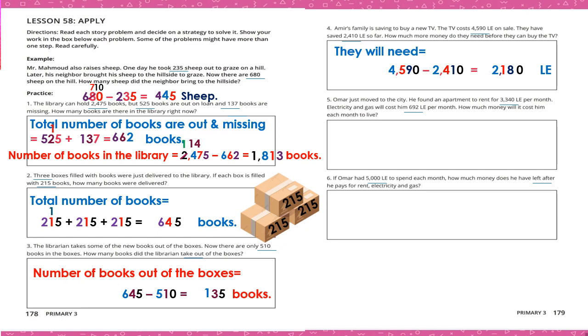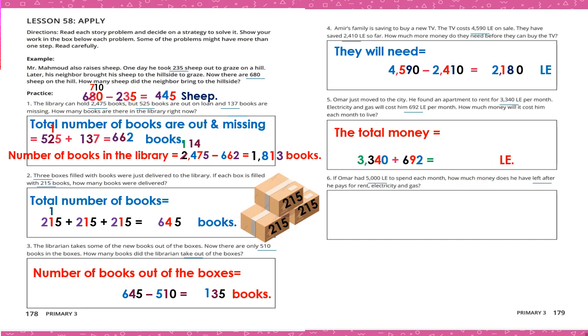Here we want to calculate the total cost. The total cost of apartment, the rent, electricity and gas. We want to calculate the total price or the total cost of the rent, electricity and gas. What shall we do to get the total number? Addition or subtraction? Yes, addition. The total means plus.